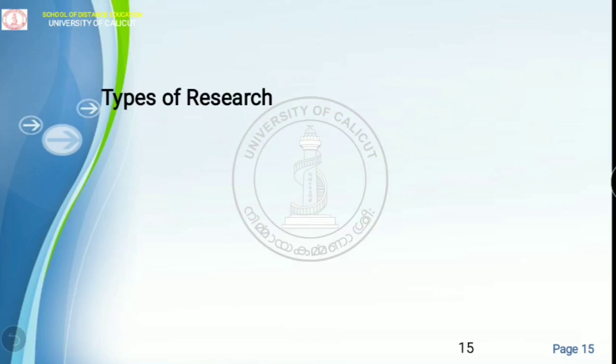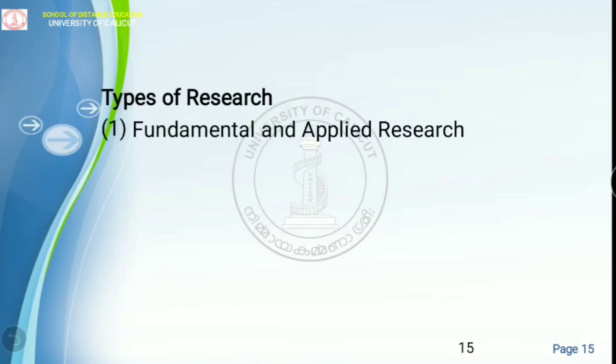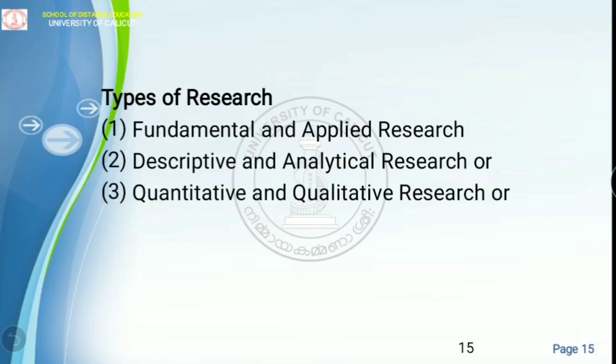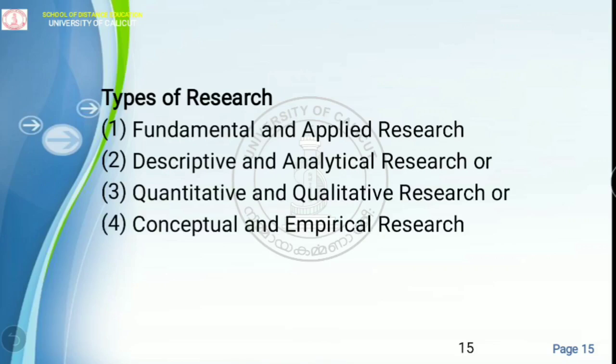So we have explained two terms, theory and concept. Now we are moving to the types of research. Basically there are a lot of types, and you can see many classifications, but the basic classifications are fundamental and applied research, then descriptive and analytical research, then quantitative and qualitative research, and conceptual and empirical research.